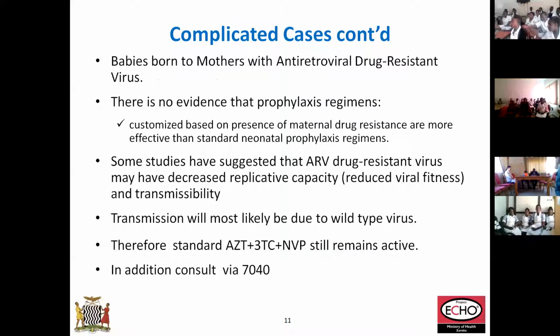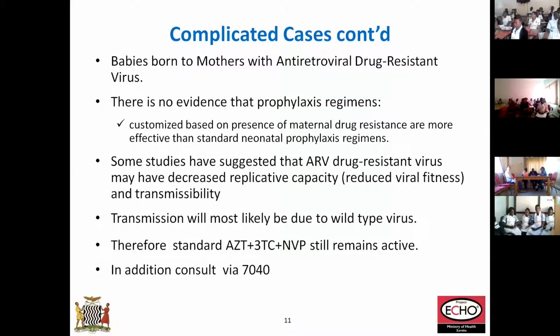Okay, another complicated case. This is a baby born to a mother with antiretroviral drug-resistant virus. So far there's no evidence that prophylaxis regimens customized based on the presence of maternal drug resistance are more effective than standard neonatal prophylaxis regimens.